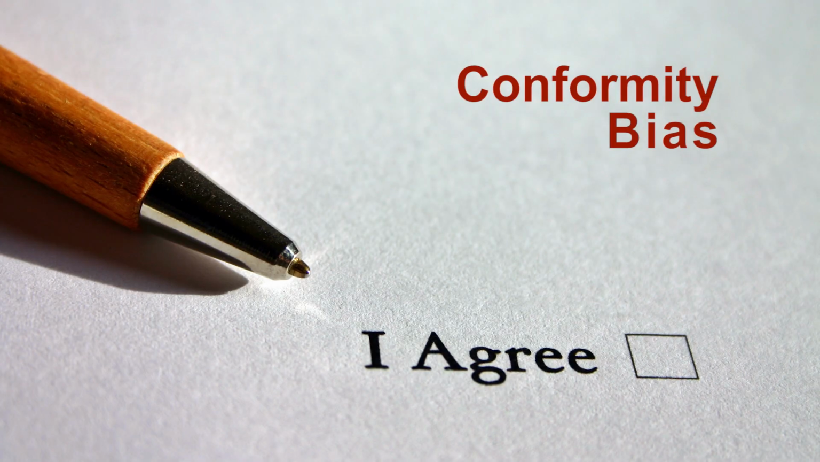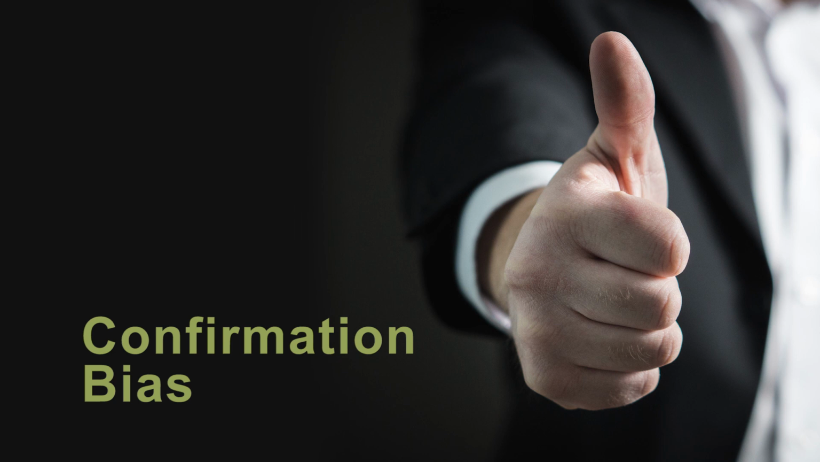Conformity bias relates to bias caused by group peer pressure. If an individual feels the majority of a group are leaning in a certain direction, one may go along with what the group thinks, rather than voicing one's own opinions. Confirmation bias is when we make a judgment about another person and subconsciously look for evidence to back up our own opinions of that person.